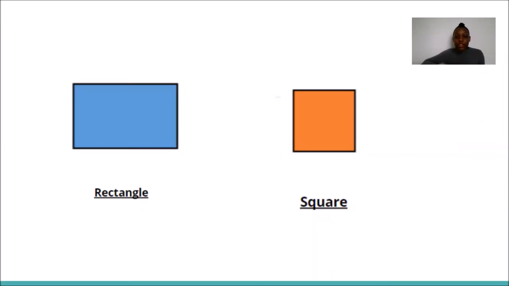However, the square's lines are all the same length, whereas you can see on the rectangle, they are not all the same. So if you ever see these two and you get a bit confused and think, is it a square, is it a rectangle? Look at the sides. Do they all look like they're the same length? Do they all look like they're equal to each other? That's a way of distinguishing between a square and a rectangle.